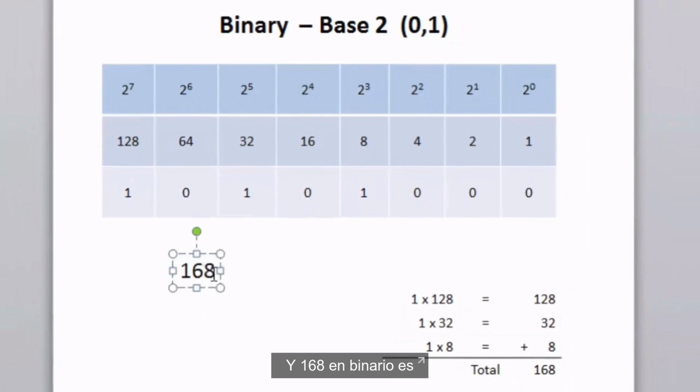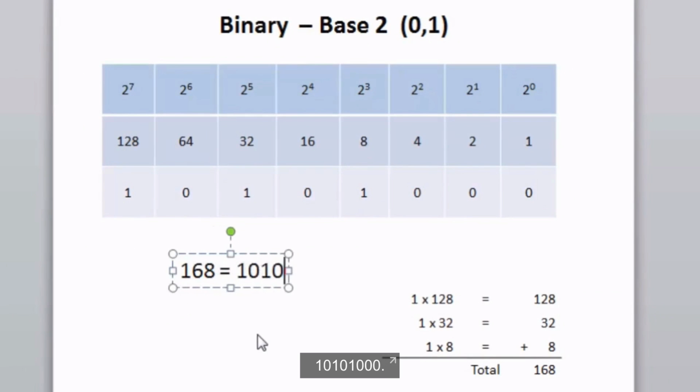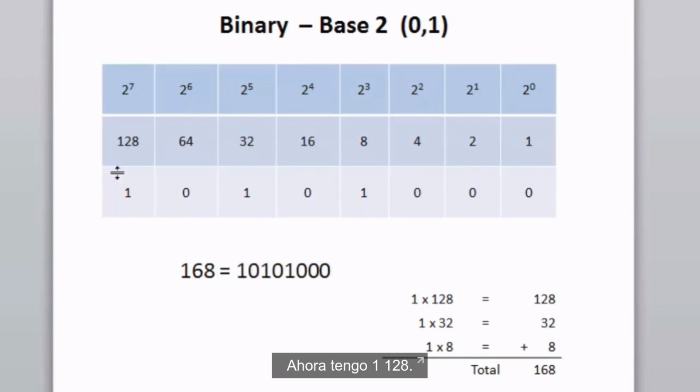And 168 in binary equals 10101000. I now have one 128, I have one 32, and I have one 8. And 128 plus 32 plus 8 equals 168.